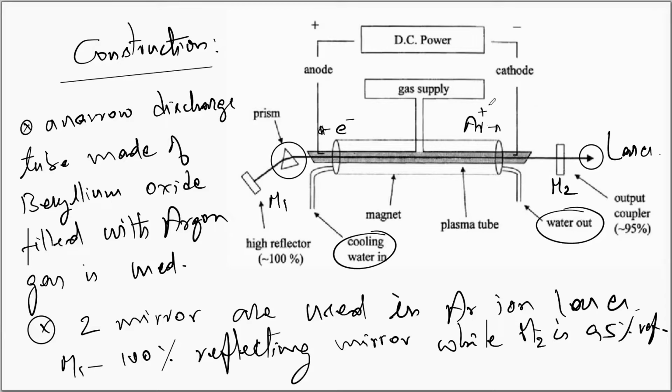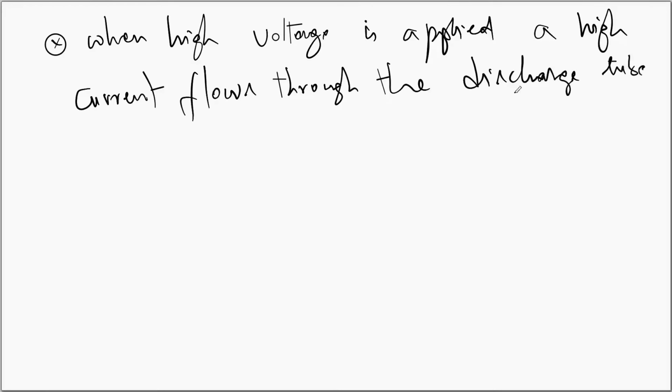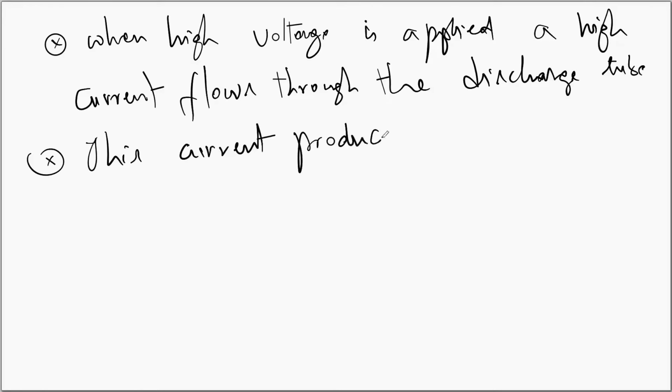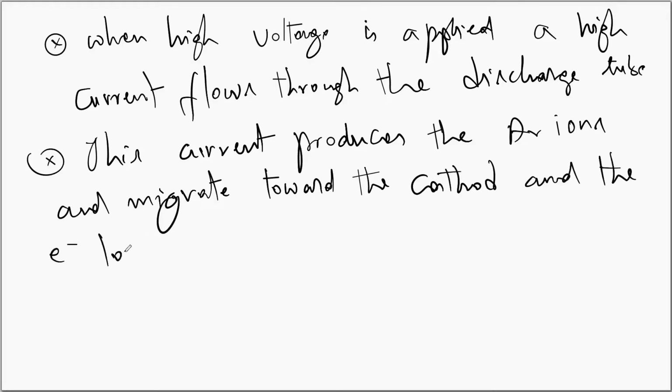In doing so, some of these argon ions will be neutralized near the cathode and slowly diffuse into the discharge tube. The neutral argon atoms will diffuse into the discharge tube. Due to the presence of the magnetic field, only the argon ions will be available along the axis of the discharge tube. When high voltage is applied, a high current flows through the discharge tube, and this current produces the argon ions, and they migrate toward the cathode and the electrons toward the anode.